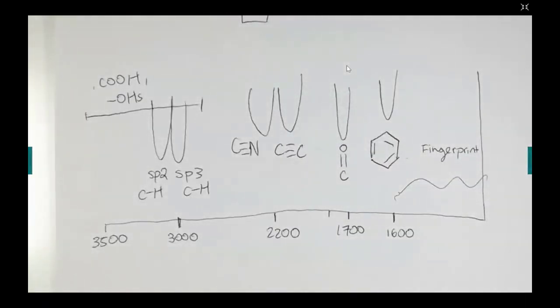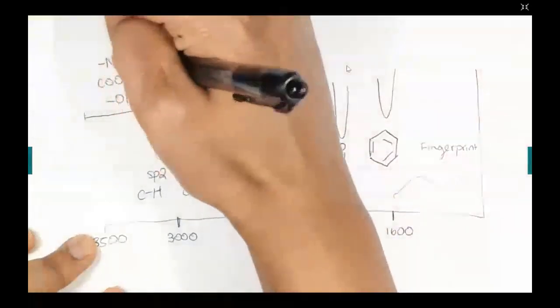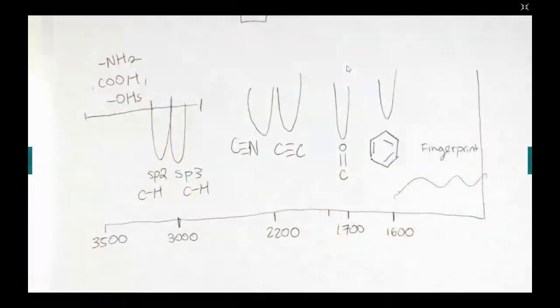So that's the overall domains that we're looking at, right? So we have 1600 for benzene, 1700 for carbonyls, 2200 for those triple bonds, 3000 if you want to differentiate and find those double bonds, and 3500 for carboxylic acids and alcohols. You'll also find amines right here. Right. So how do we differentiate? Let's start with actually what we just talked about with the carboxylic acids and the alcohols. There's 3 distinct peaks that you're going to be looking for.